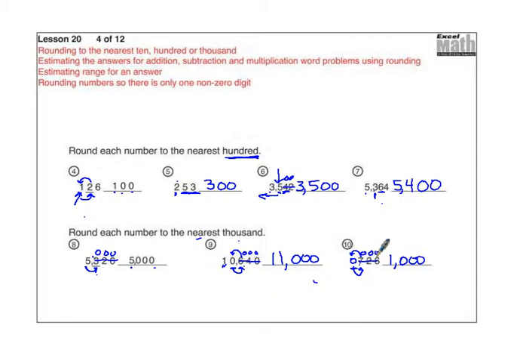And by the way, if let's say the question was 426, what's the nearest 1,000 to that? The nearest 1,000 is 0. There's no thousands that's closest.